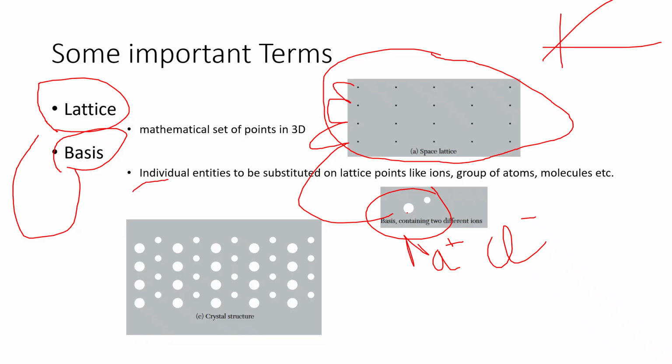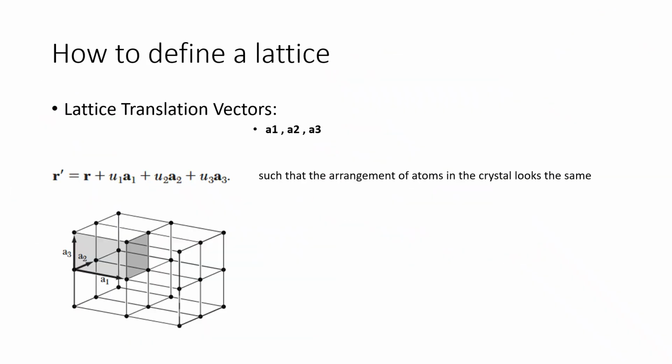Now, what will result is a crystal structure. So, you put bases into the lattice points, you get the crystal structure. It is as simple as that. Next, how to define a lattice. So, lattice was nothing but a mathematical arrangement of points. You need vector algebra to do it.